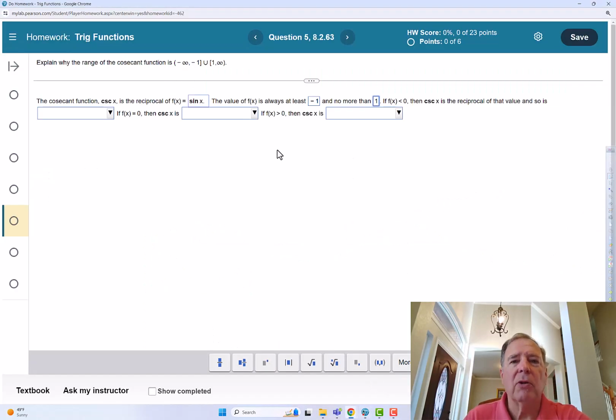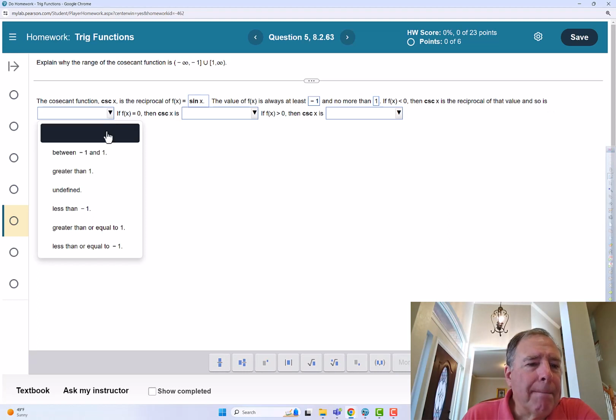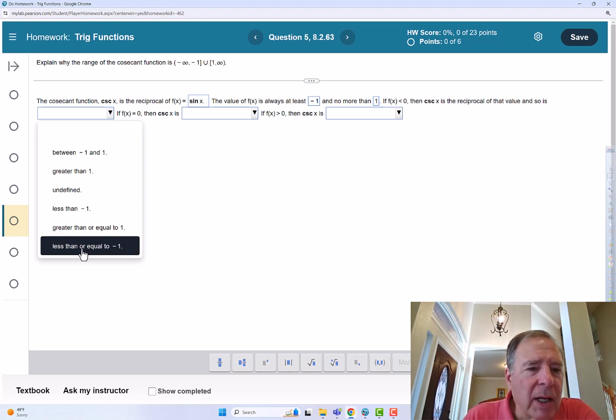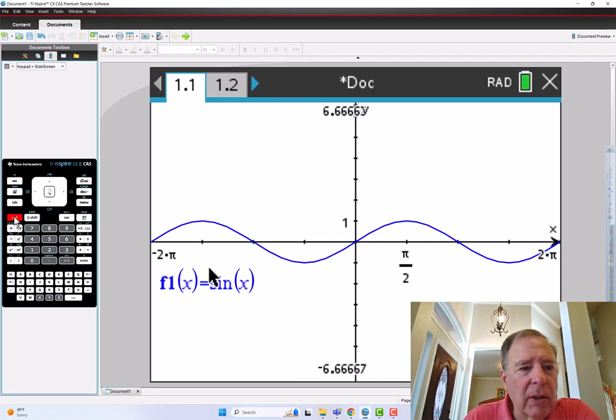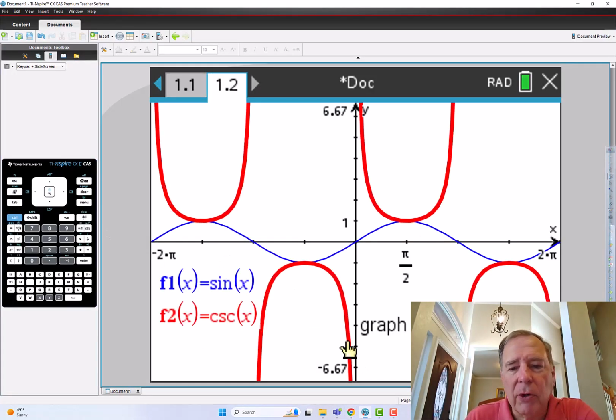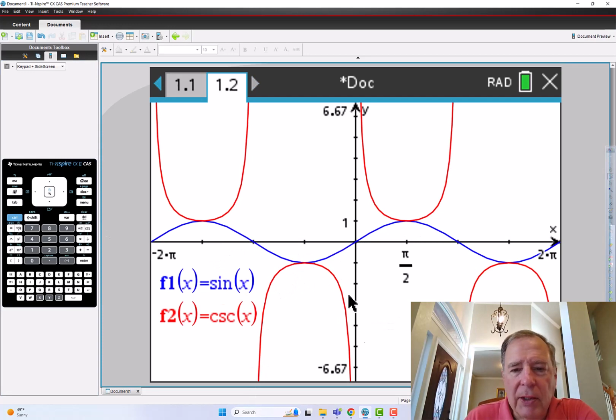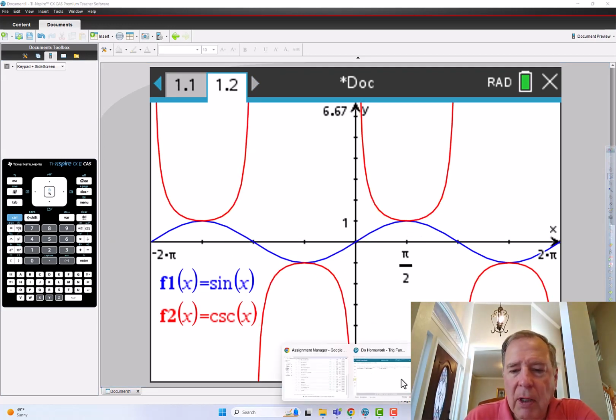So we'll continue answering the question. If f of x, which is sine of x, is less than 0, then cosecant of x is the reciprocal of that value, and so it is less than or equal to -1. So we'll go look at that on the graph, where over here we're less than or equal to -1.